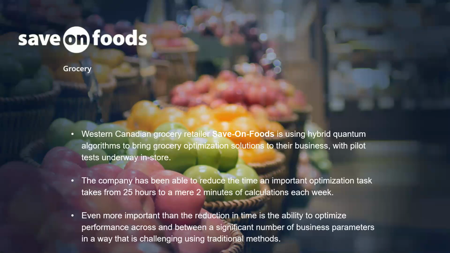The second company is Save On Foods, and Save On Foods has been seeing excellent early results in optimization for the grocery industry. Now, for those of you who don't know, Save On Foods is a Western Canadian grocery retailer, and they would describe themselves as sort of like a mid-sized grocery retailer, except that their business has a lot of the complexity that many much larger organizations have.